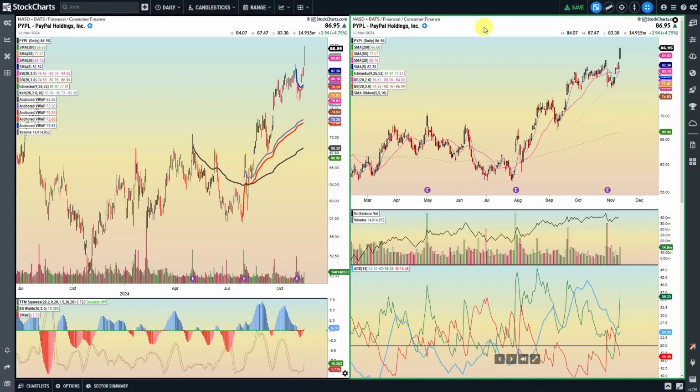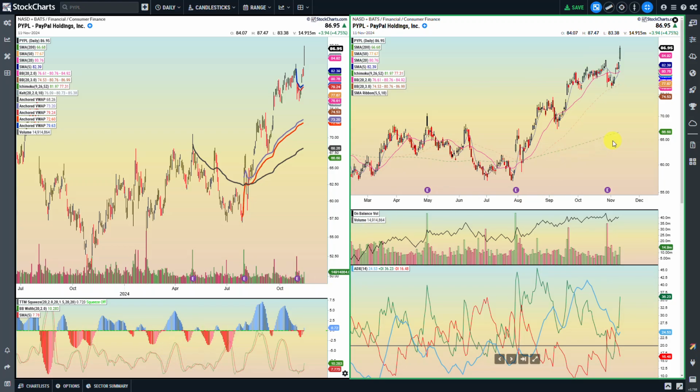So my lucky 13, first and foremost, price. That's the most important thing. What am I buying it at? What is that price compared to where it was? So price is the first one. TTM squeeze, talked about it. 200-day simple moving average right here.